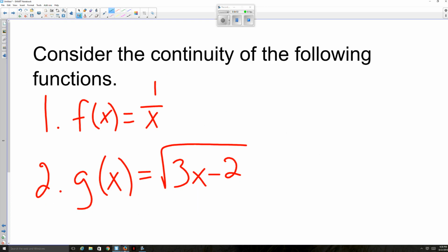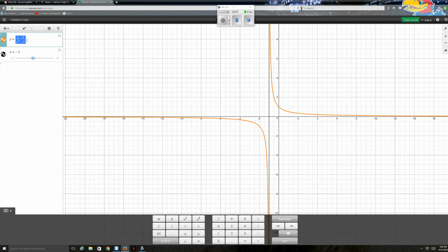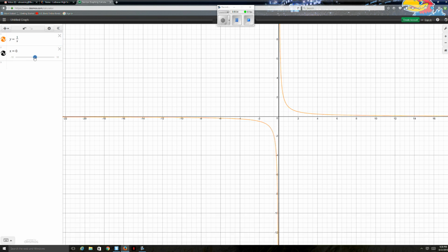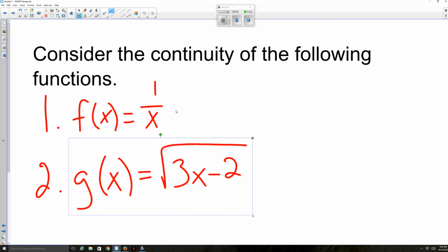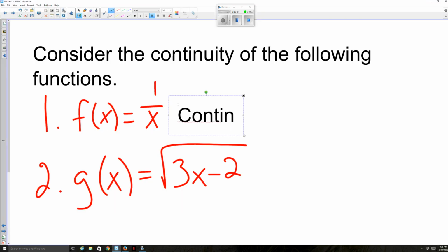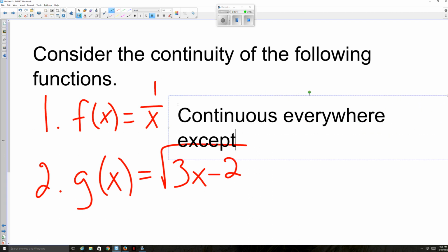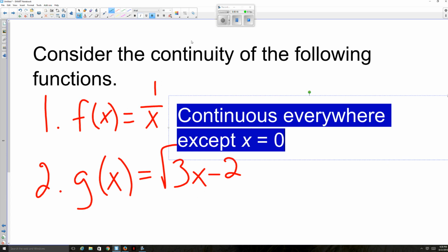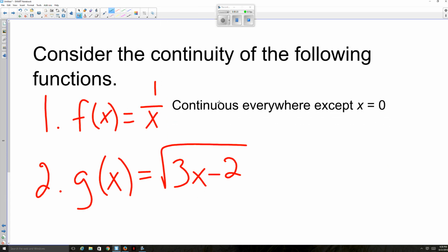Let's look at 1 over x, where you'll see the same thing. There's that hyperbola, and it has the asymptote there. So what would we say here? We would say this is continuous everywhere except for x equals 0. That would be the best answer for that one. That's how we discuss continuity.